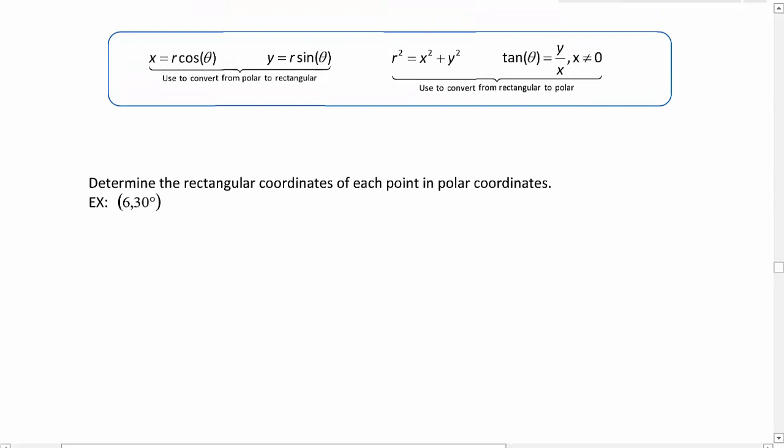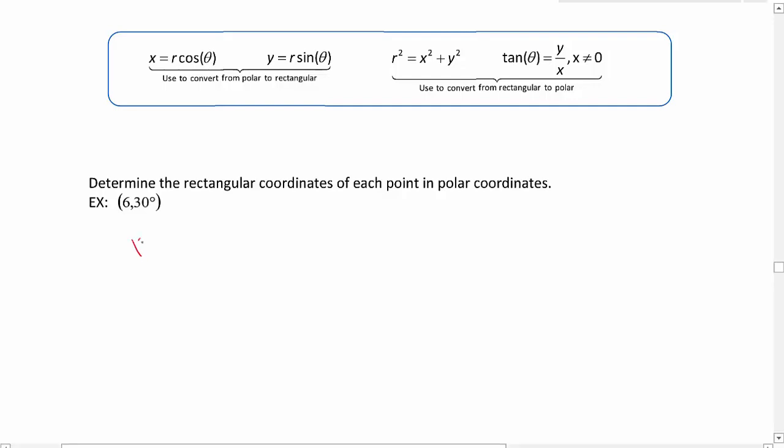All right, let's determine the rectangular coordinates of each point that's given in polar coordinates. And the way that you know that it's been given in polar coordinates is that your second one's going to be an angle measure. So you're either literally going to see the degree symbol or it's going to have a pi in it. And we know we typically don't see pi in rectangular coordinates.